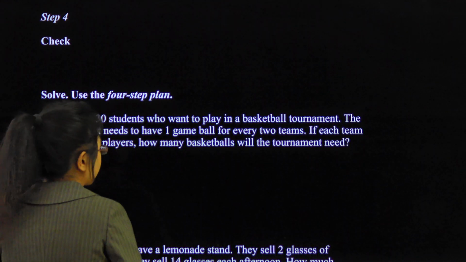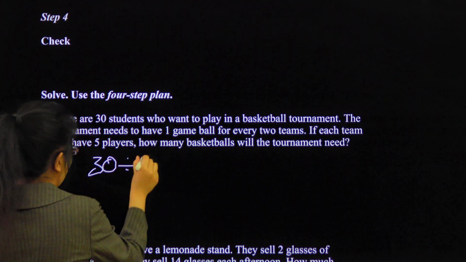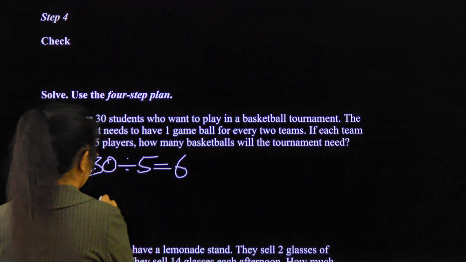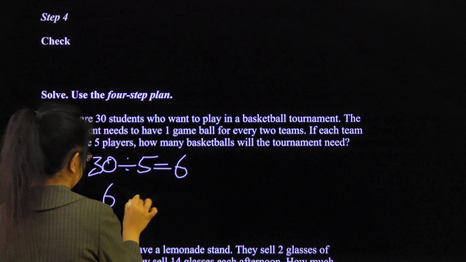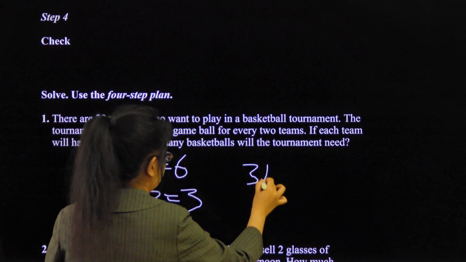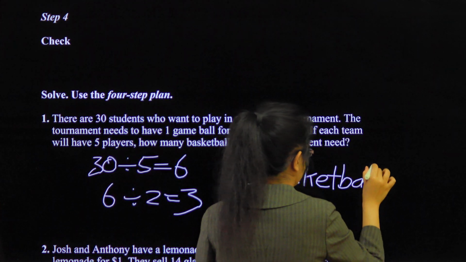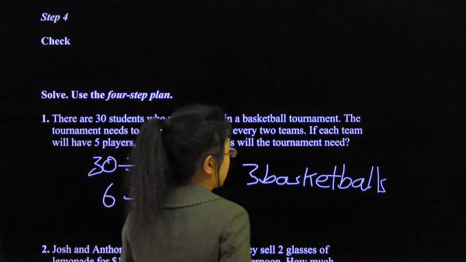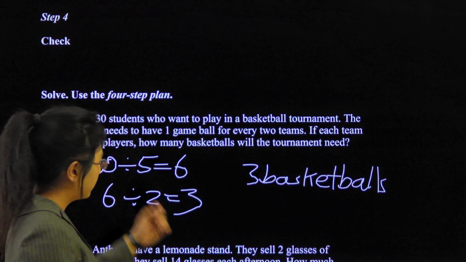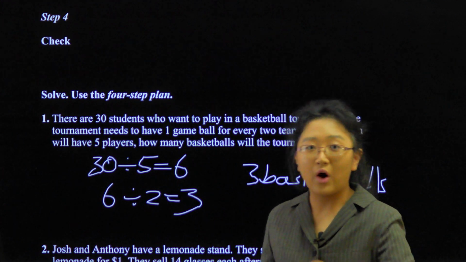Well, we have 30 divided by 5 teams, which is 6 teams. And we need 1 game ball for every 2 teams, so 6 divided by 2 is equal to 3. We need 3 basketballs. How do we check our answer? 3 times 2 equals the number of teams, which is 6. 6 times 5 equals the number of players, which is 30. Done. We're going to move on.